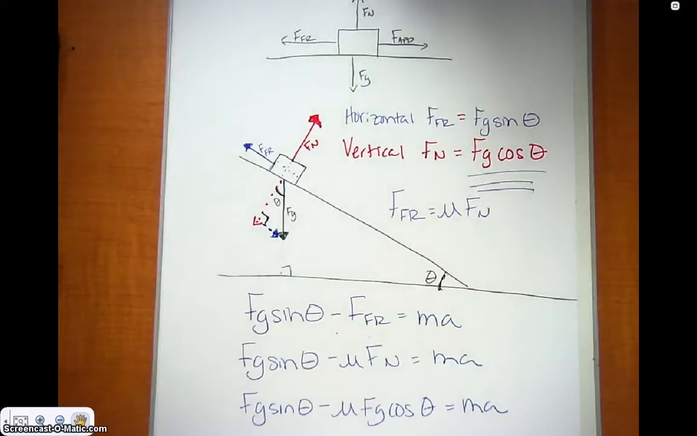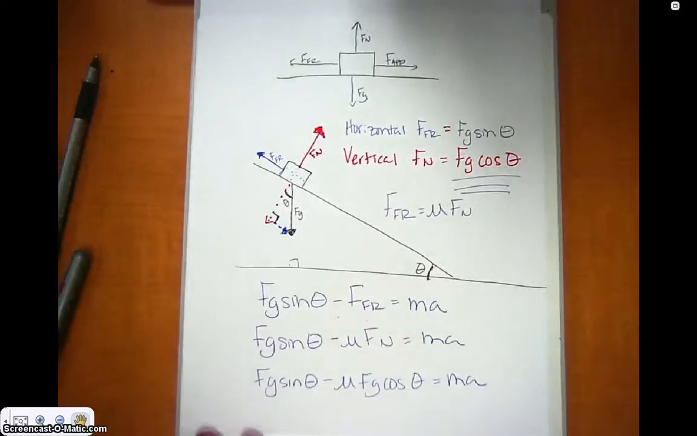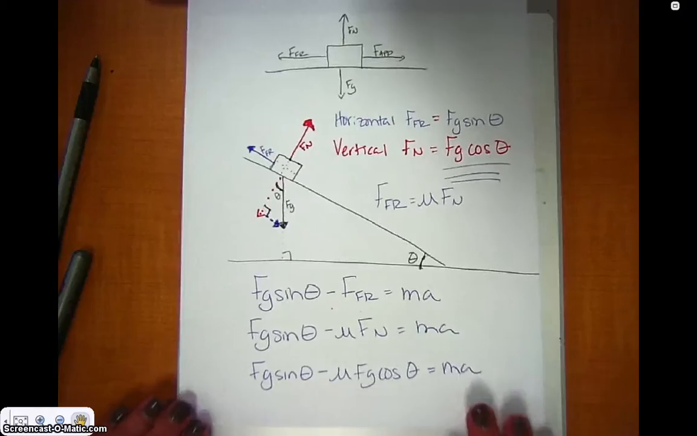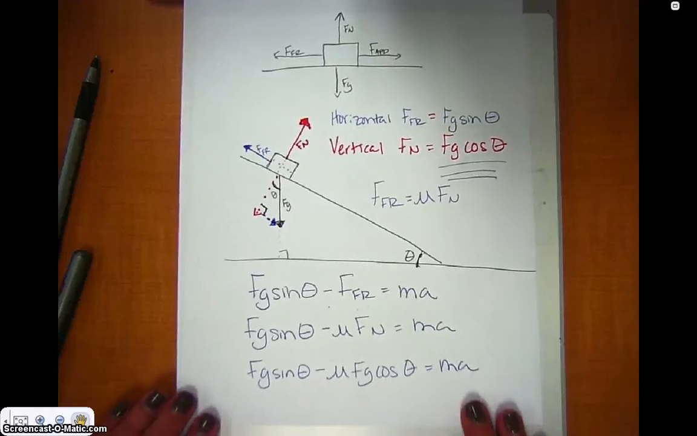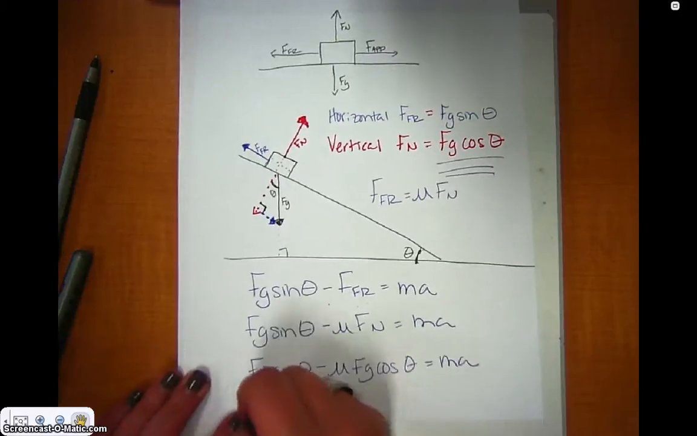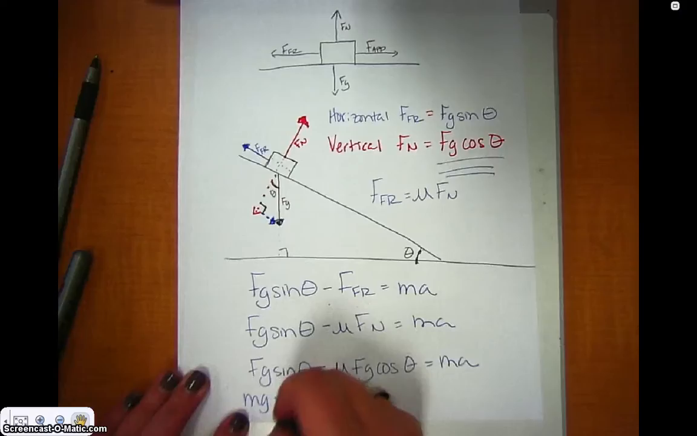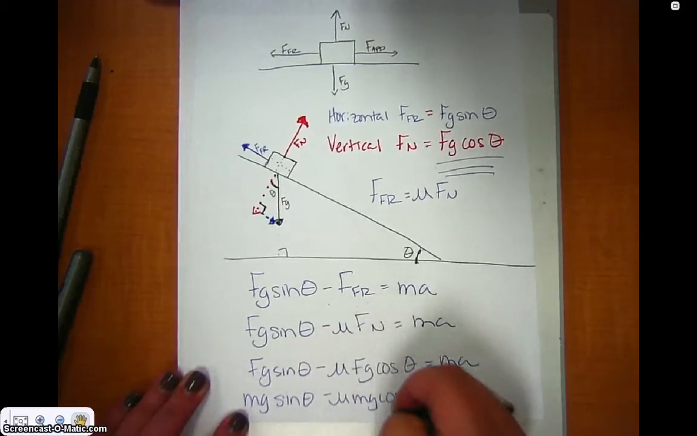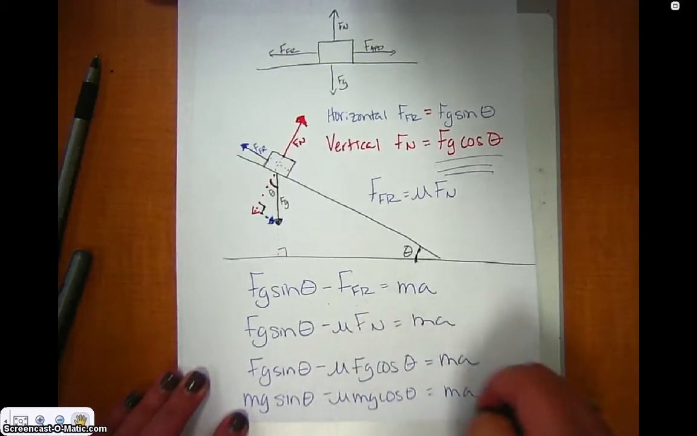So a lot of just plugging in and substituting in values. And then the last thing that I could do to sort of show you an example would be that we know that Fg is mg, right? So hopefully you see where I'm going here. Mg sine of theta minus mu mg cosine of theta is equal to ma.